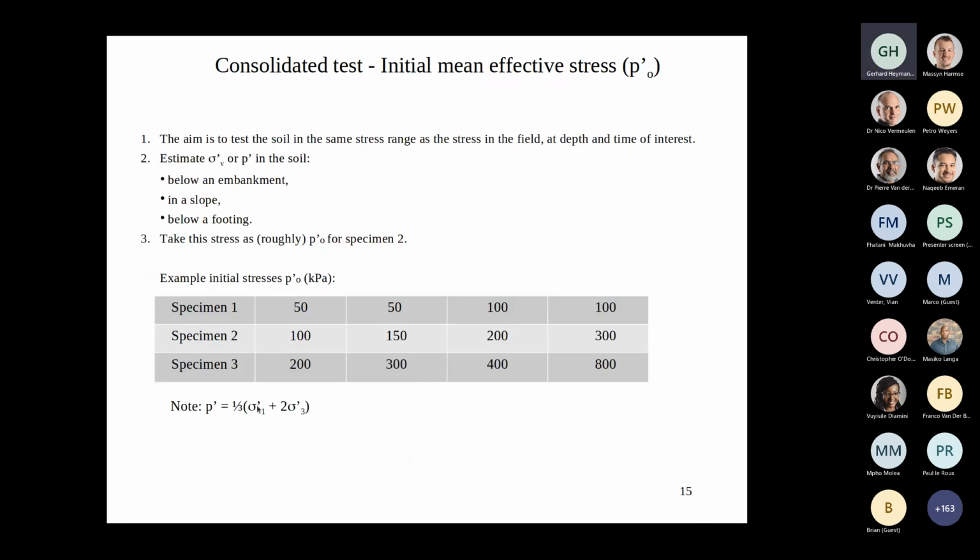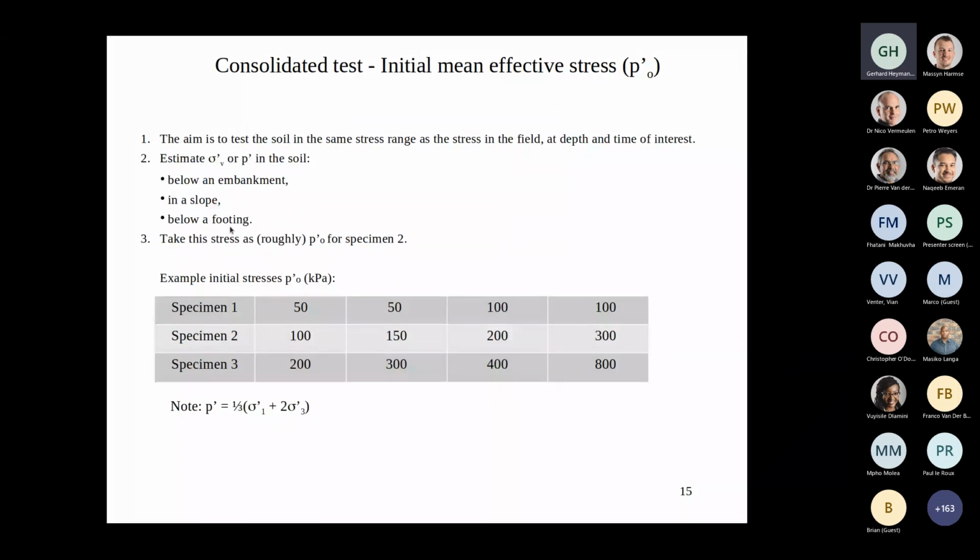Another question I often get asked is, what should the initial mean effective stress be? In other words, because this is typically information that the lab needs, the engineer needs to give the lab. And the answer is that we want to test the soil in the same stress range as the stresses in the field at the depth and the time of interest. Now that's philosophically an easy statement to make, but in practice not always so easy. The main message is this: don't overcomplicate things.